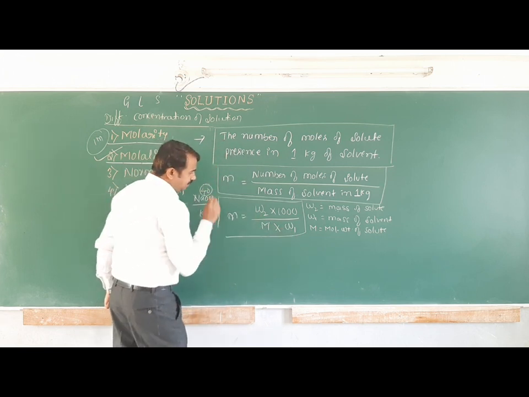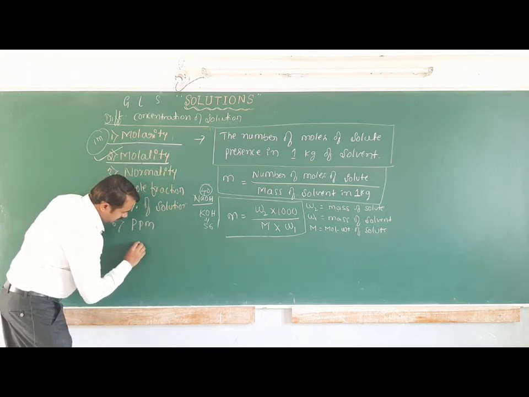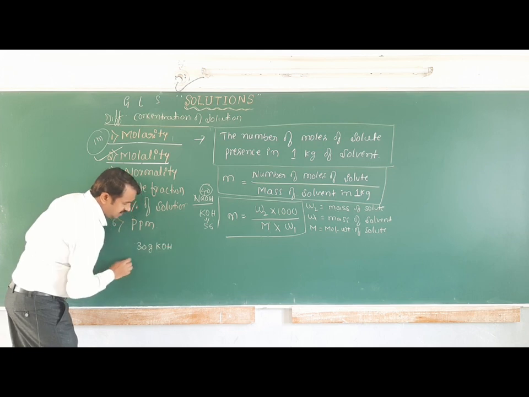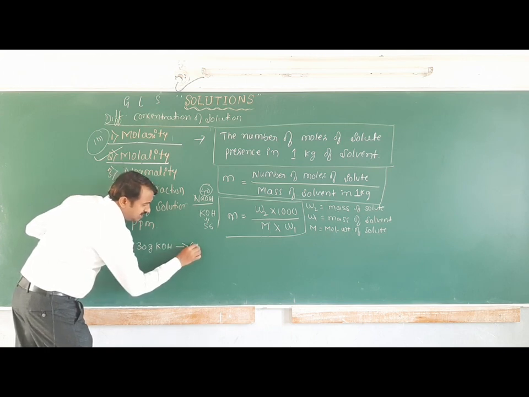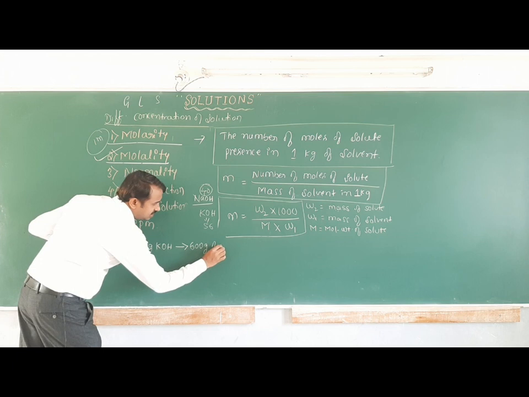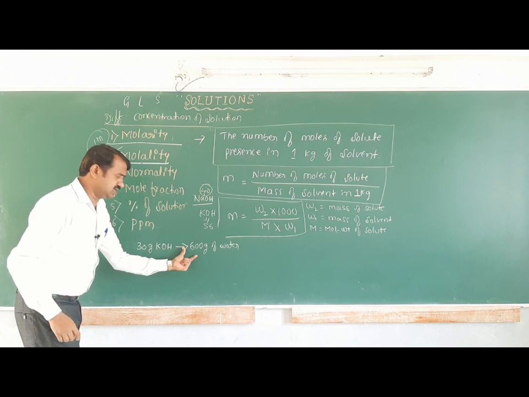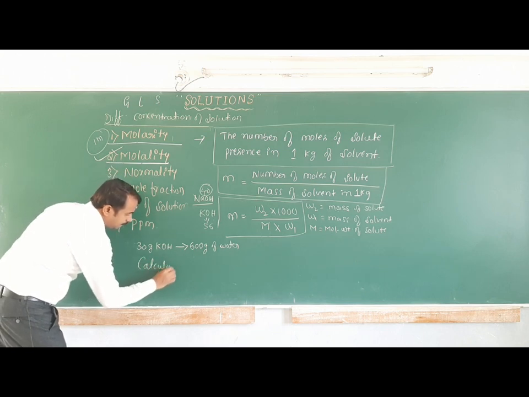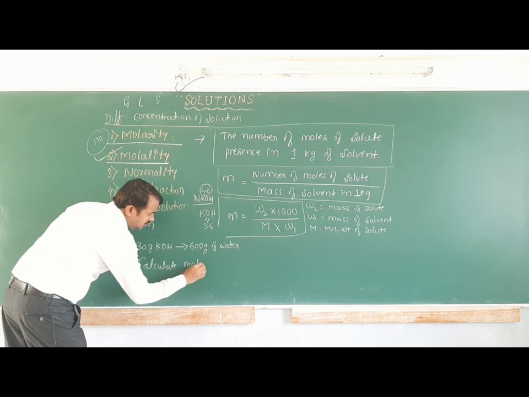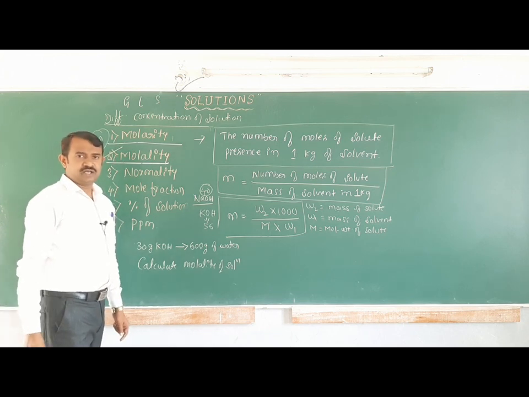Next we will calculate the problems. They will ask problems. Okay, I will write the problem. 30 gram of potassium hydroxide is dissolved in 600 gram of water. Calculate the molality of the solution.